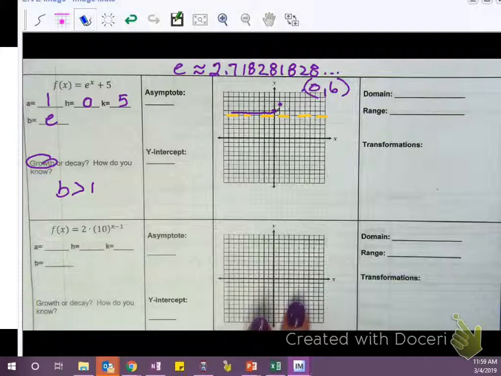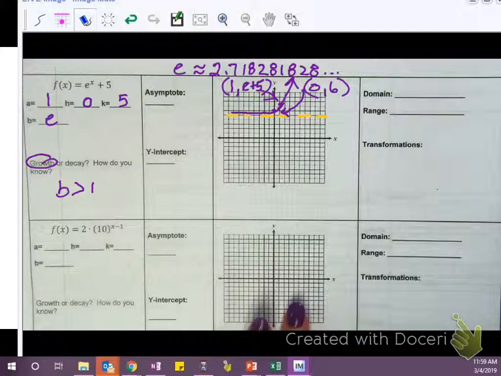It's still going to approach but not touch my asymptote and go this way. So that point is now 0 comma 6. This one is now 1 comma e plus 5, because it was at e and we moved it up 5.